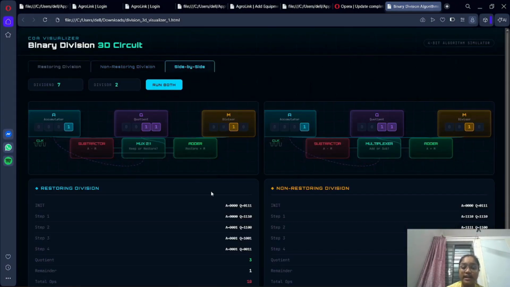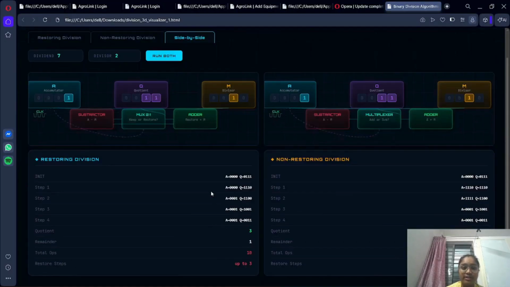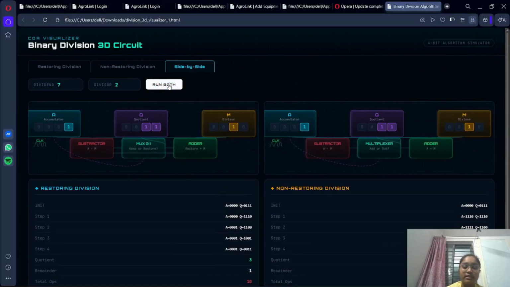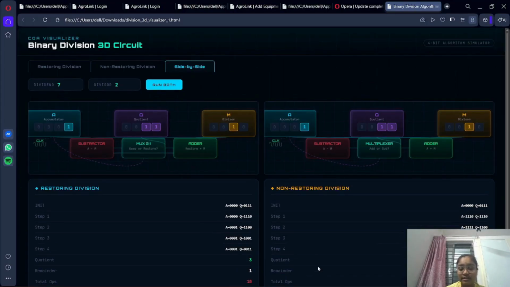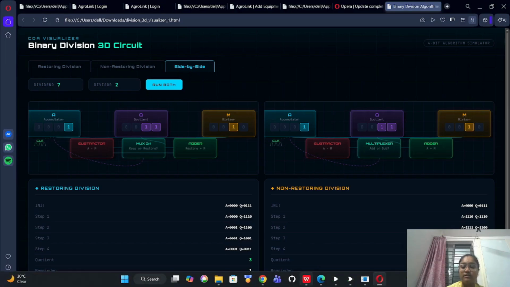Here is a side by side comparison. Here we run both. As you see, the remainder is 3 and quotient is 3, but here restore steps is 3, and here restore steps is 0. So non-restoring division is better than restoring division.